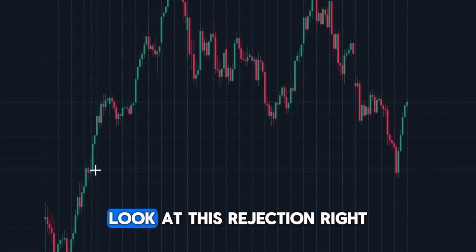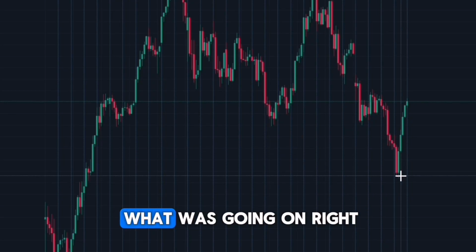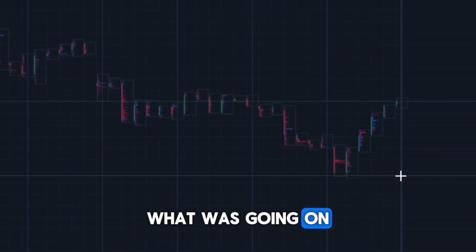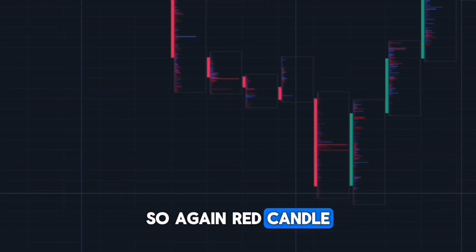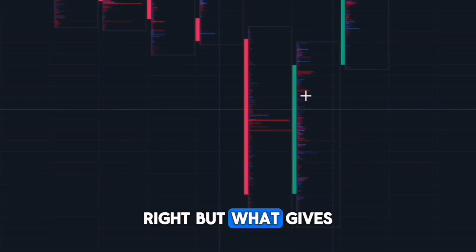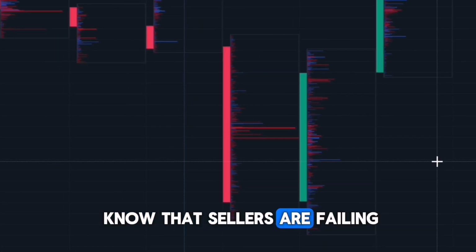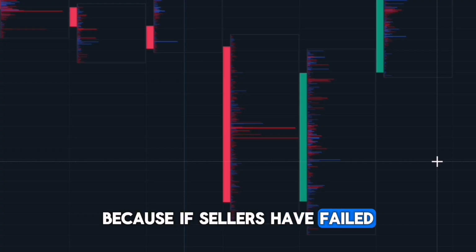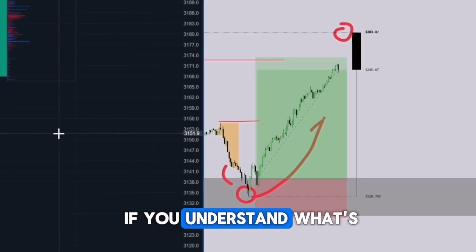So if you look at this again, you see how we had this fair value gap over here. Look at this rejection, right? This is now 15th of May, right? Look at this rejection. What was going on inside of the fair value gap? Red candle followed by a green candle, right? But what gives you confidence to take trades is you need to know that sellers are failing. Because if sellers have failed, that means buyers are in control. So you have a 50% chance of getting it right if you understand what's going on.